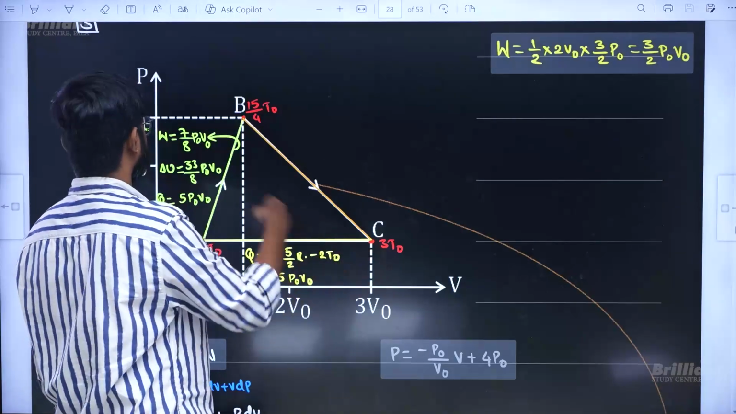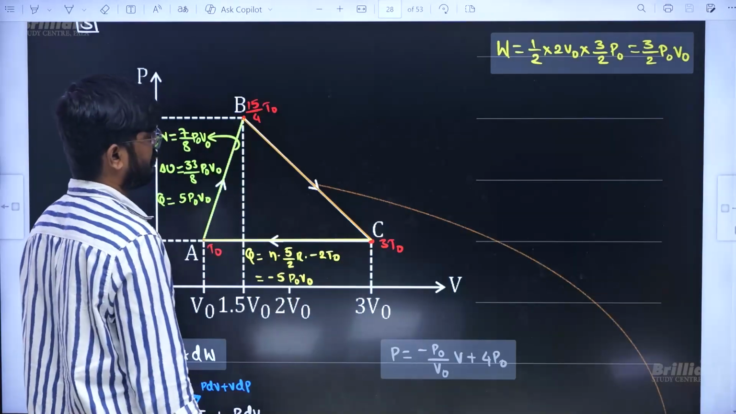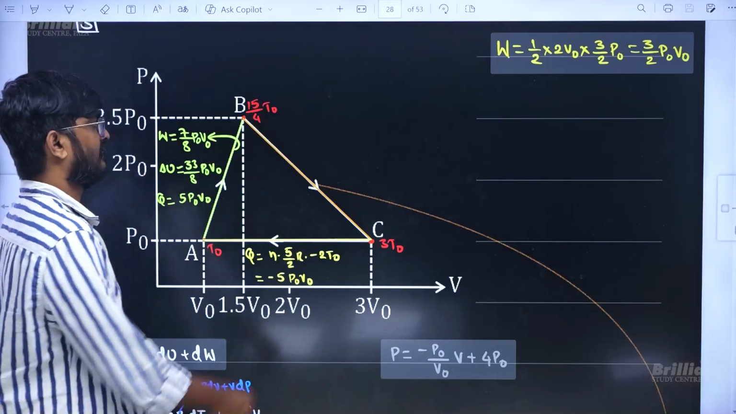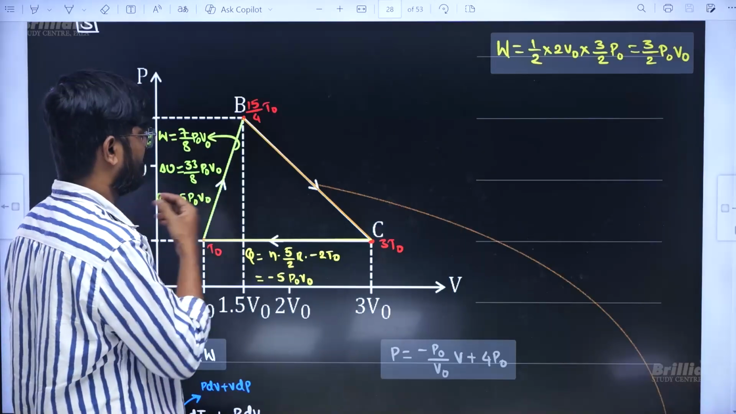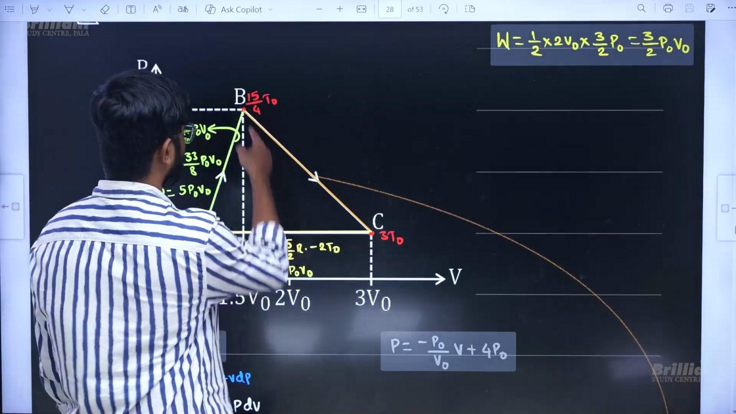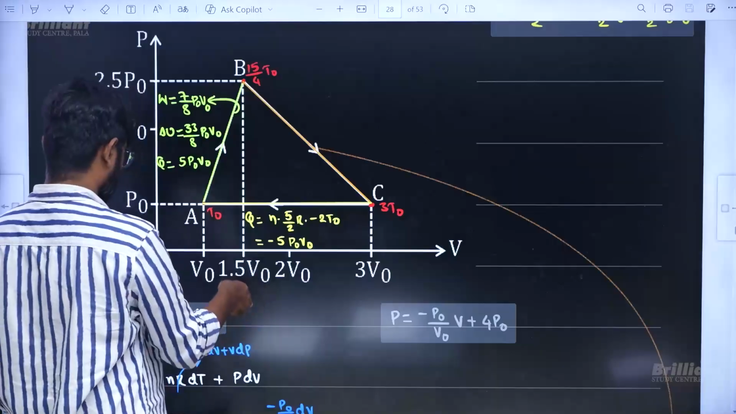This thing, if you notice, when you are going along this, pressure is reducing, volume is increasing. So, you do not know what is happening to temperature. Work done may be positive, but you do not know what is happening to change in internal energy. So, you have to be careful on that. So, we will write the line equation so that we understand.